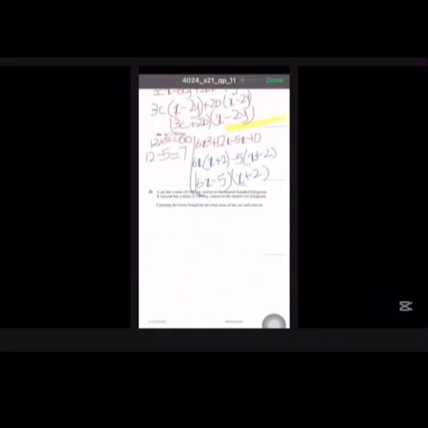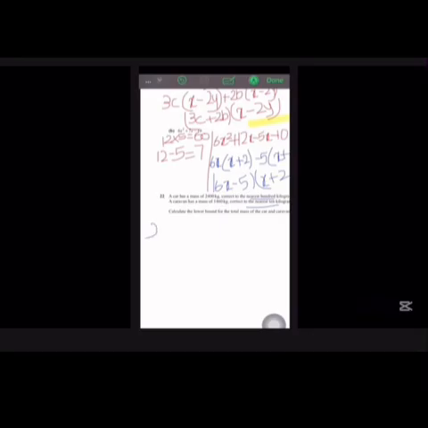A car has a mass of 2400 kg, correct to the nearest 100 kilograms. A caravan has a mass of 1460 kg, correct to the nearest 10 kilograms. Calculate the lower bound for the total mass of the car and the caravan. You can see we have nearest 100 kilograms and nearest 10 kilograms, and we have to find the lower bound.